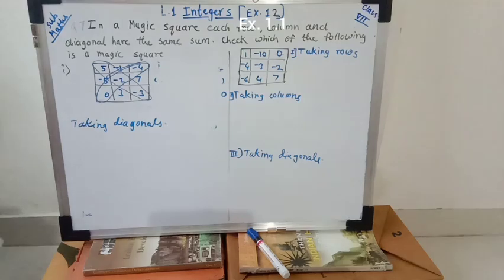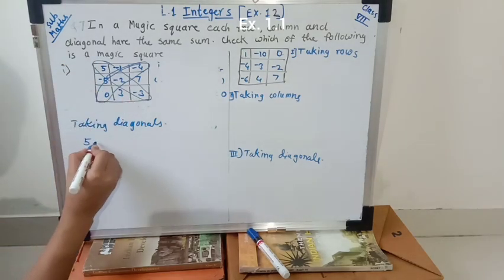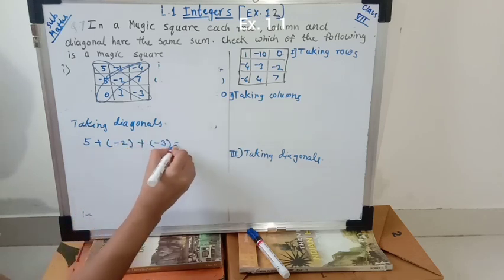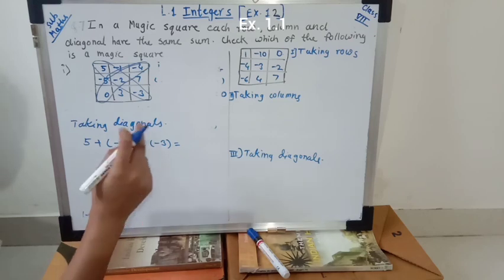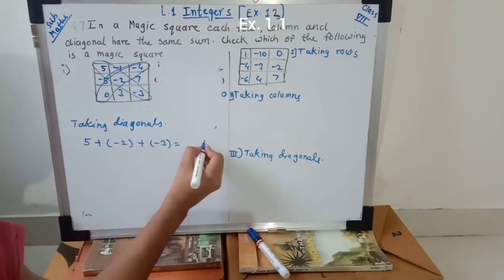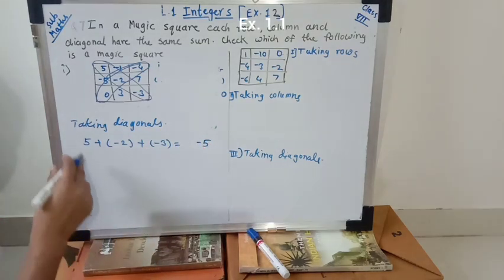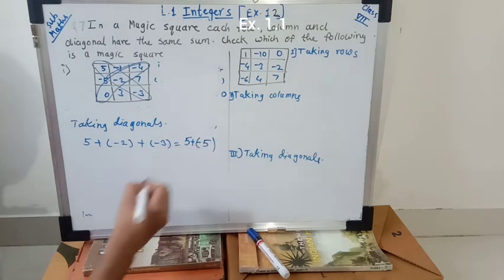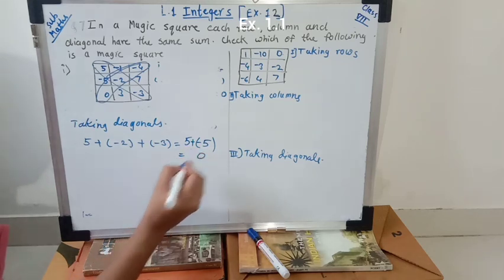So let's take the first diagonal. The first diagonal is 5 plus minus 2 plus minus 3. Okay, so two negative numbers are there. Let's do the addition of the first two negative numbers. 2 plus 3 is equal to 5, and 3 is the bigger number, so give the sign of the bigger number, and write down the 5 here. Here both numbers are with different signs, plus and minus become minus, so 5 minus 5 is 0.